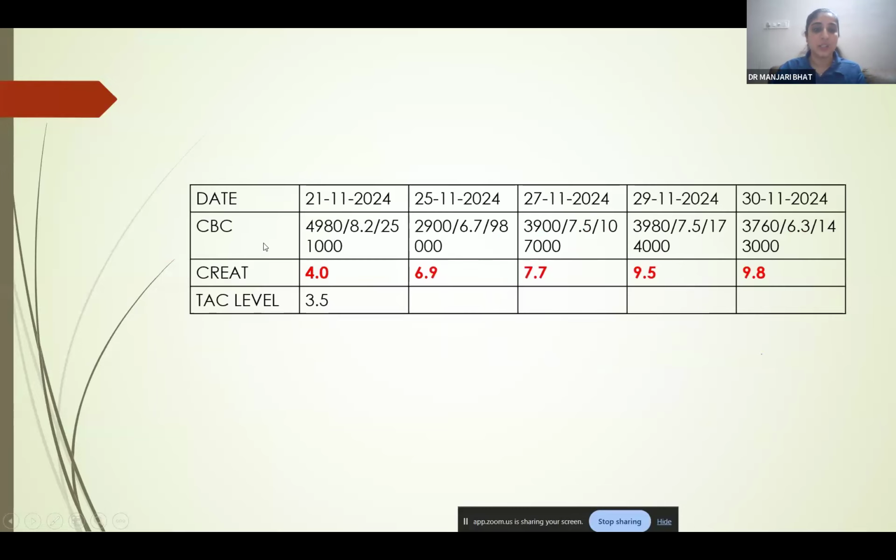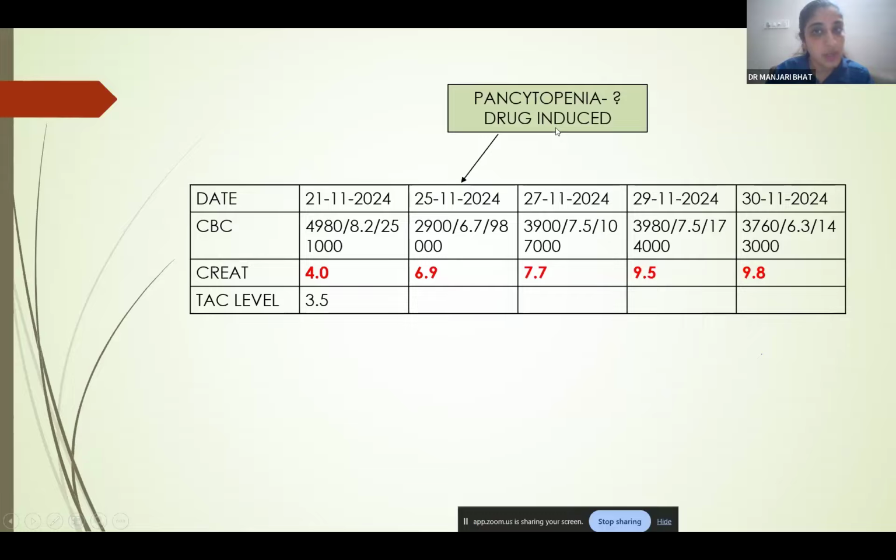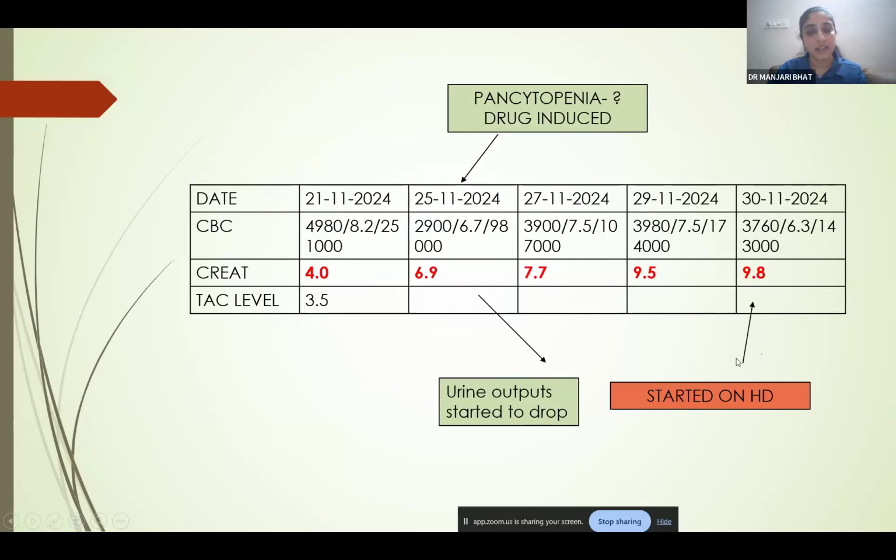However, after starting Cidofovir, slowly his total counts and platelets started to fall, and ultimately he developed a pancytopenia picture, which was attributed to Cidofovir. And the creatinine also slowly started to inch up from 4 to 6.9, 7.7, and 9.8, along with drop in his urine output. Subsequently, when there was volume retention and the creatinine had gone up to 9.8, he was started on hemodialysis.